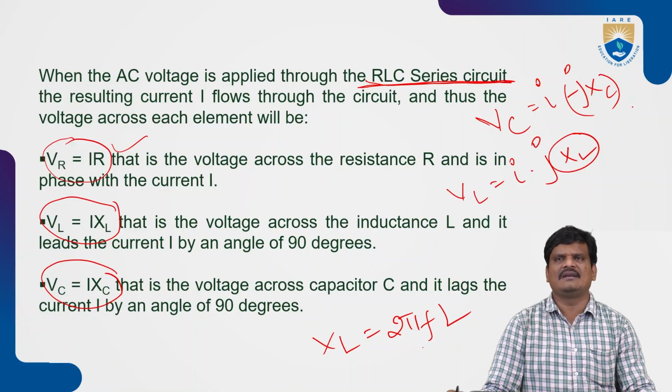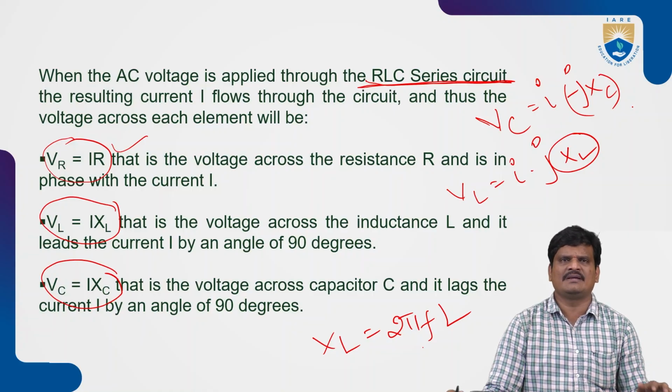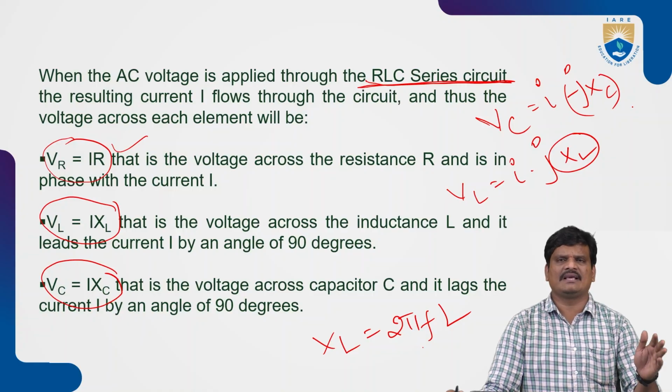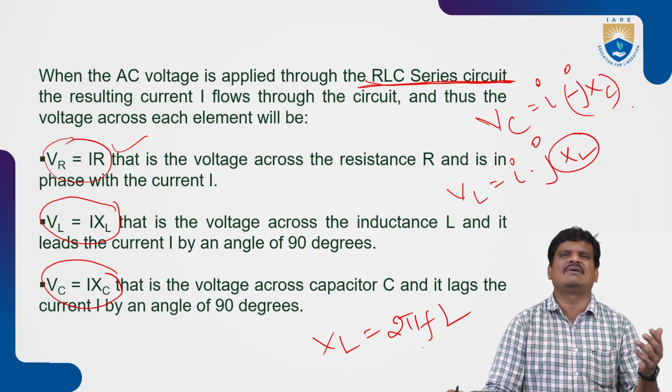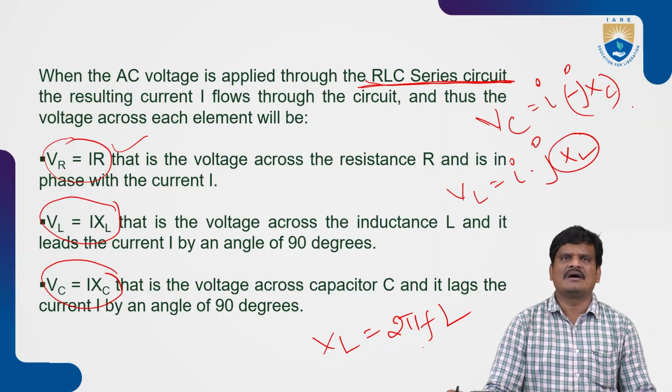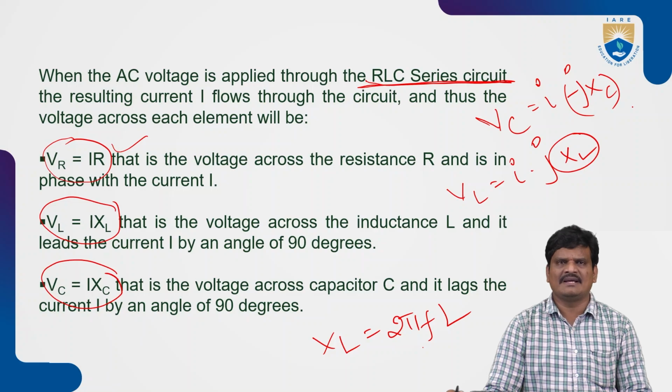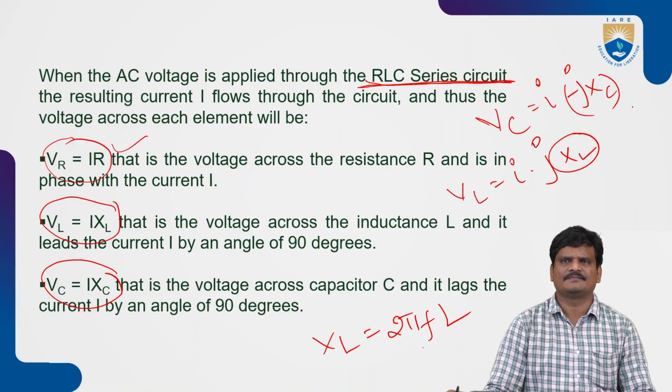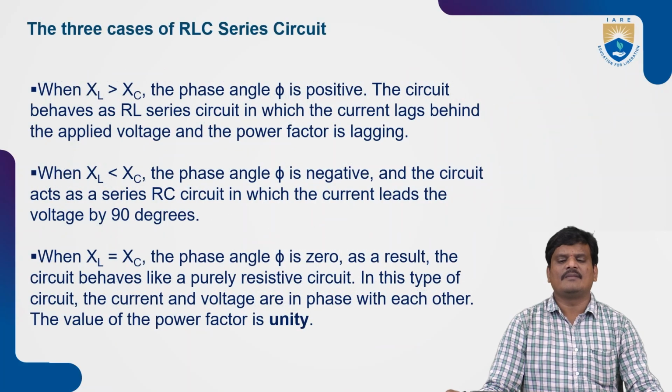If I am connecting an inductor, the current will try to lag the value of voltage by a certain angle. If I connect a capacitor in a circuit, the current will lead the value of voltage by 90 degrees. Or the same expression can also be considered as, if it is an inductor, voltage leads the value of current by 90 degrees, or if it is a capacitor, voltage lags the value of current by 90 degrees. Coming to the next thing.